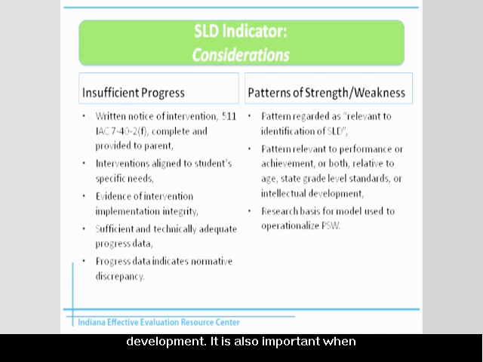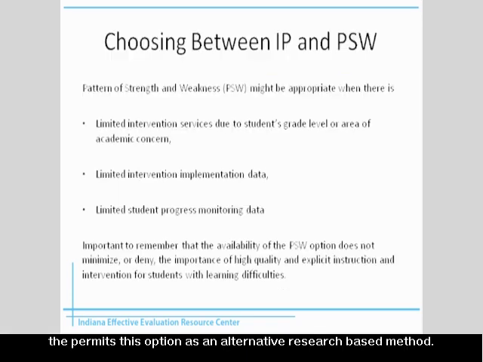It is also important when considering the model that will be used to operationalize or inform the pattern of strengths and weakness approach, that there be a research base or an empirical base to that particular model. That is important because of the linkage back to Article 7 in IDEA 2006 that permits this option as an alternative research-based method.